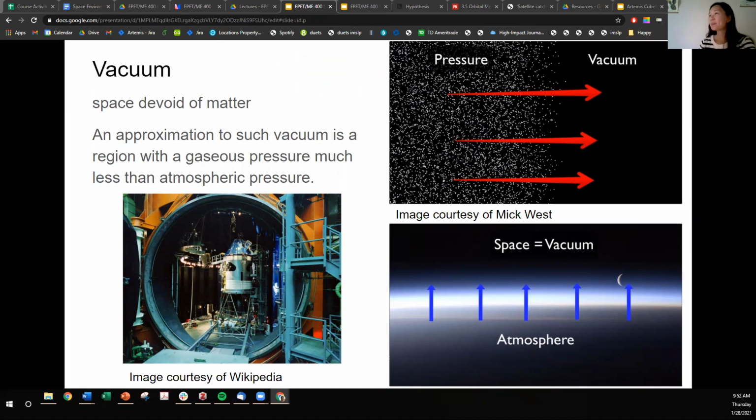Okay, so then this is a great transition into vacuum. As the atmosphere thins, we approach a region that is devoid of any matter. A pure vacuum, or a true vacuum, is a space completely devoid of any matter. But we use the term vacuum to approximate regions where there are significantly fewer particles zipping around.